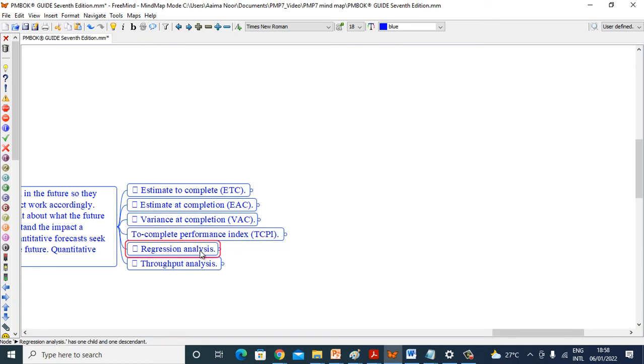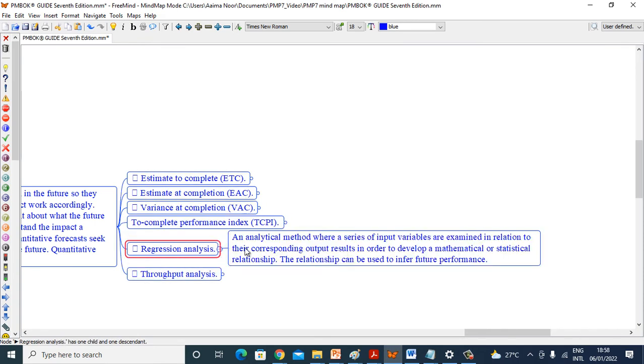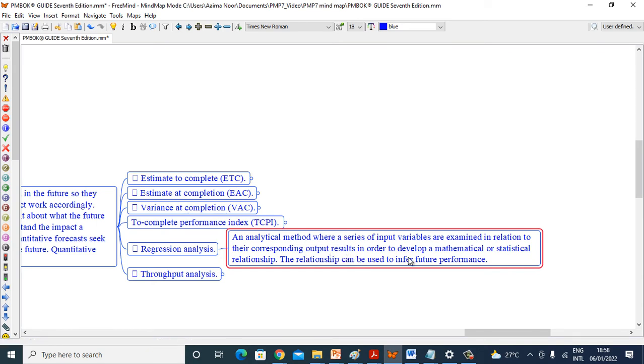Now we'll see regression analysis. An analytical method where a series of input variables are examined in relation to their corresponding output results in order to develop a mathematical or statistical relationship. The relationship can be used to infer future performance.